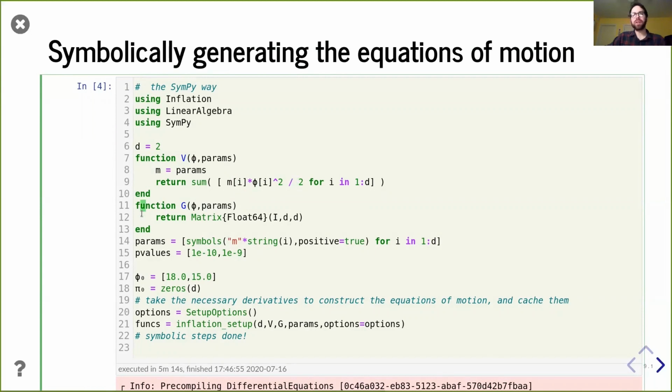You also have to define a metric on field space. It sets some types of interactions between the fields. For now, I set it to be the identity matrix. The list of parameters is here. For now, it's just the two masses and the parameter values. The initial conditions for the fields and their velocities. And then we just call this inflation setup function. This does all the necessary SymPy calculations, takes a bunch of derivatives of these and combines them, and stores that result in a serialized cache file, and gives us back a bunch of ready to go native Julia functions.